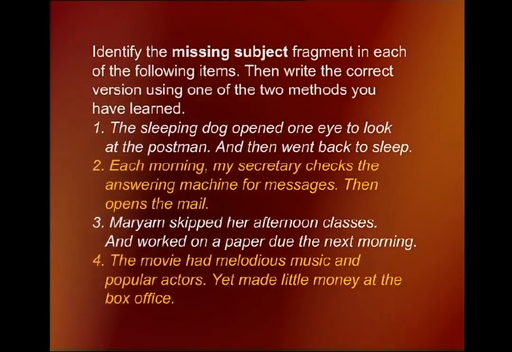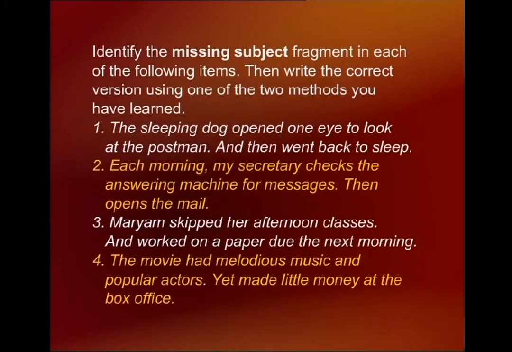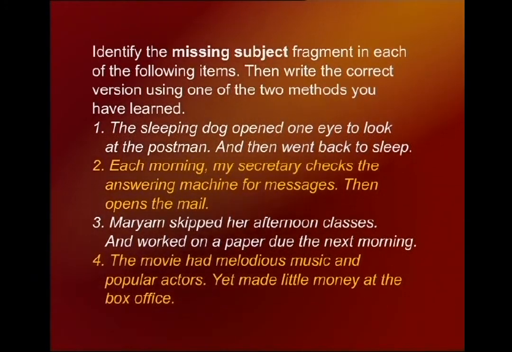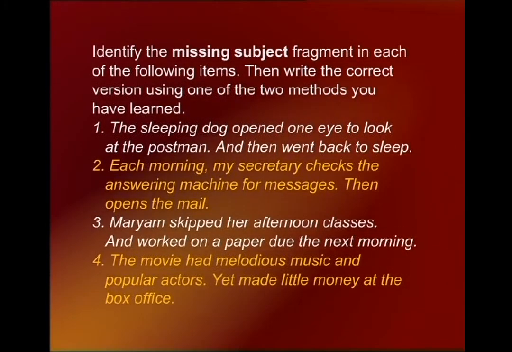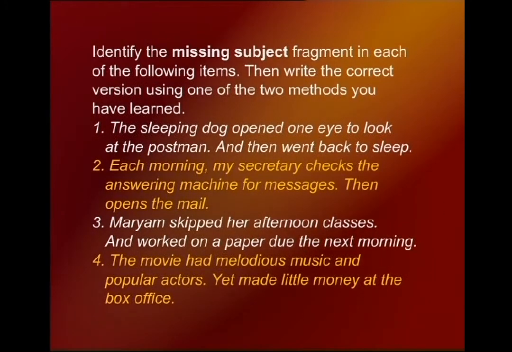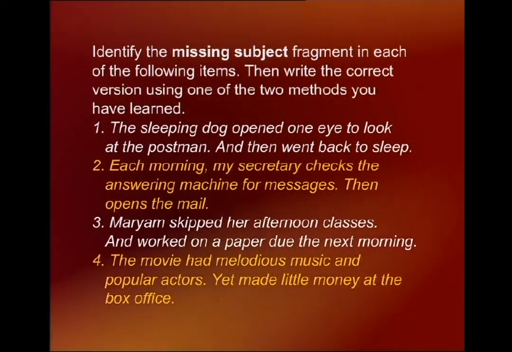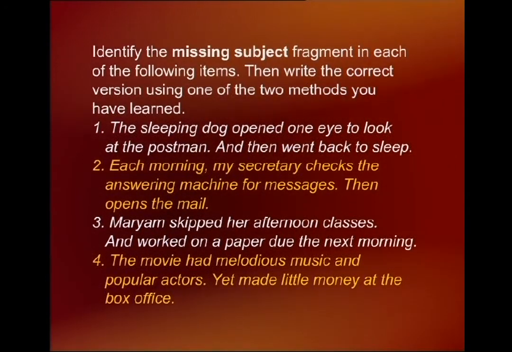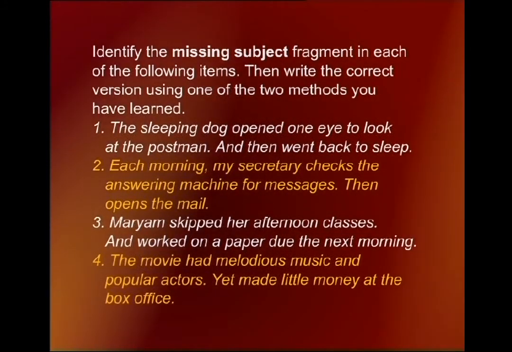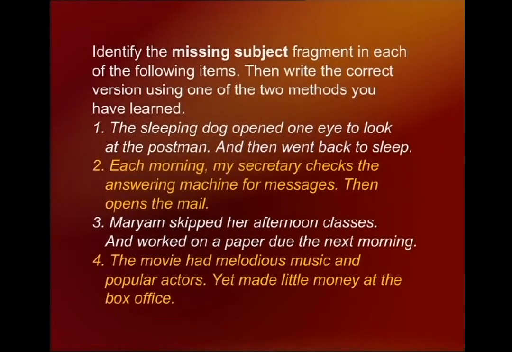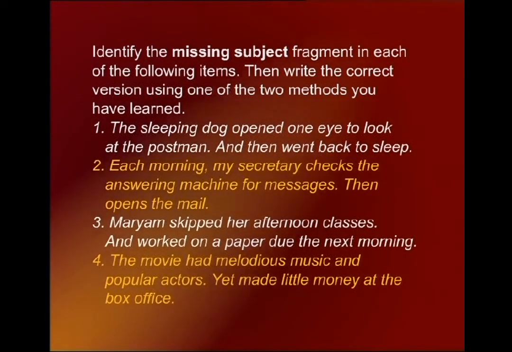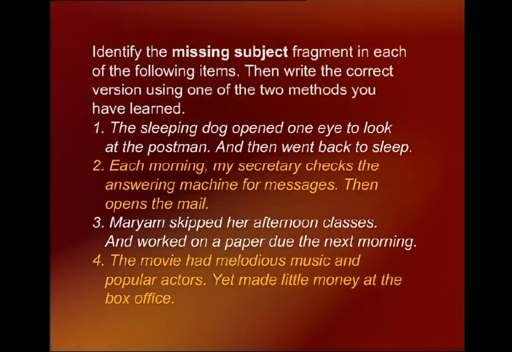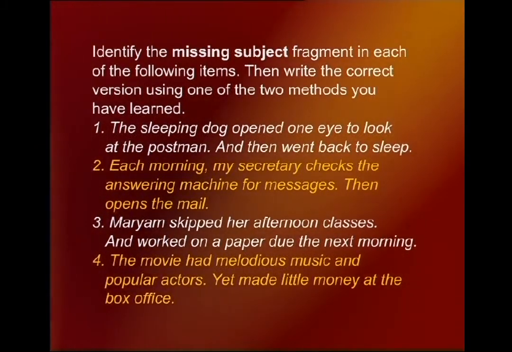Now, which is the missing subject fragment? It is, and then went back to sleep. Right? So, you can correct this by adopting any one of the two methods that you have learned. You can rewrite it like this. The sleeping dog opened one eye to look at the postman, and then it went back to sleep. You've inserted the pronoun it, which refers back to the sleeping dog, the subject of the first sentence.